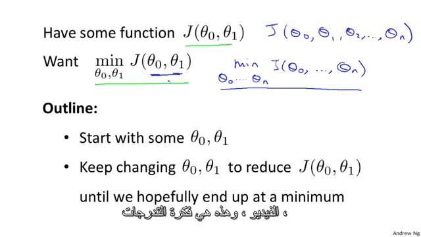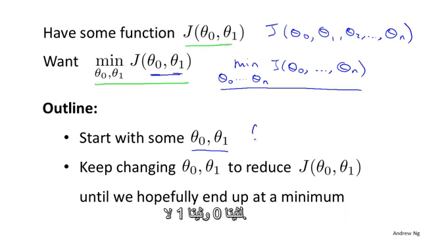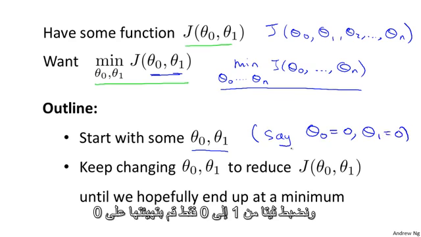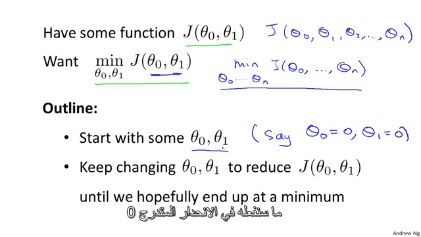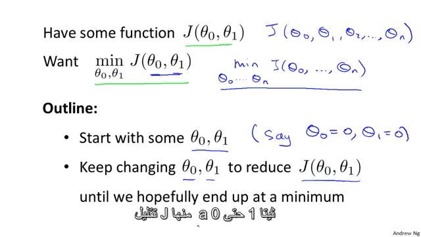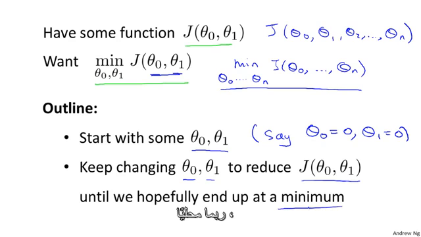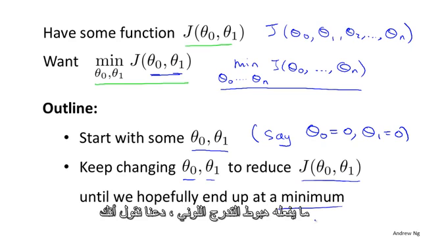Here's the idea for gradient descent. What we're going to do is start off with some initial guesses for theta 0 and theta 1. Doesn't really matter what they are, but a common choice would be to set theta 0 to 0 and set theta 1 to 0, just initialize them to 0. What we're going to do in gradient descent is keep changing theta 0 and theta 1 a little bit to try to reduce J of theta 0, theta 1 until hopefully we wind up at a minimum, or maybe at a local minimum.